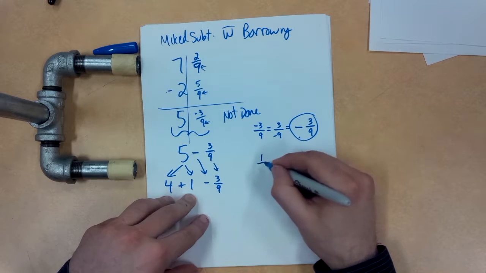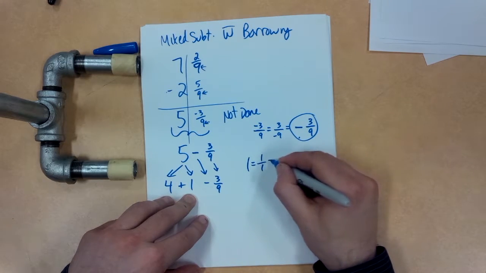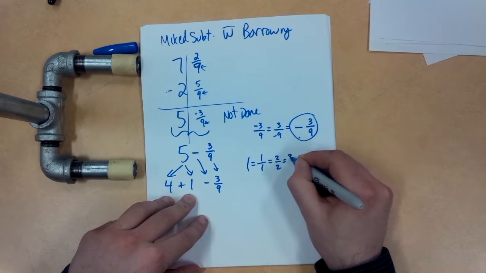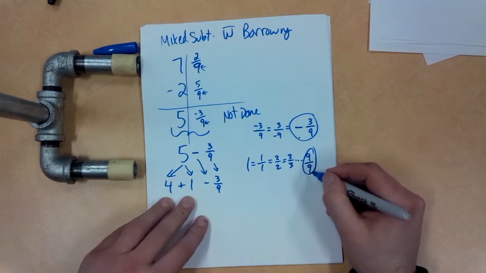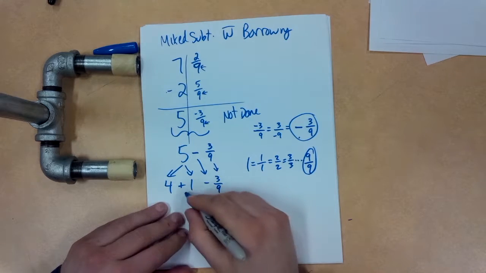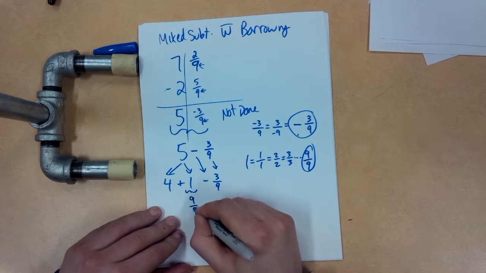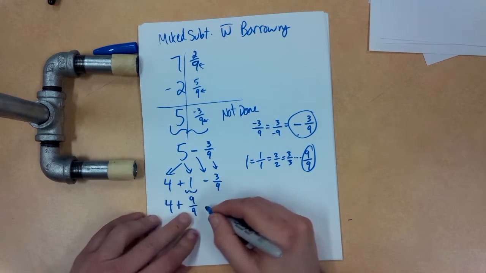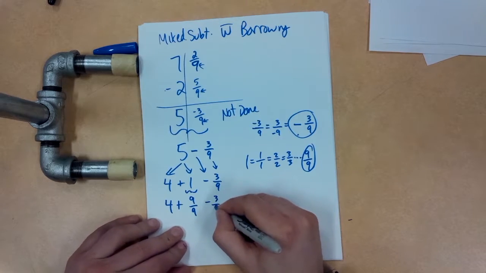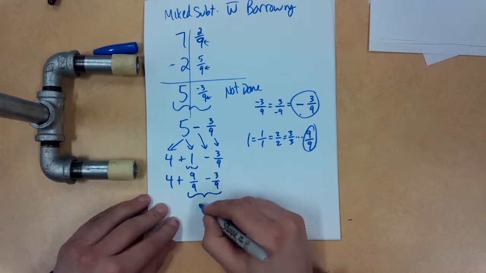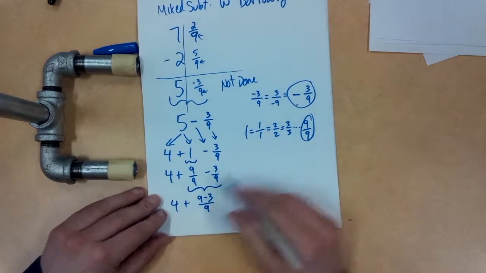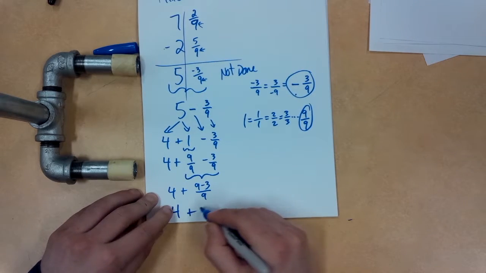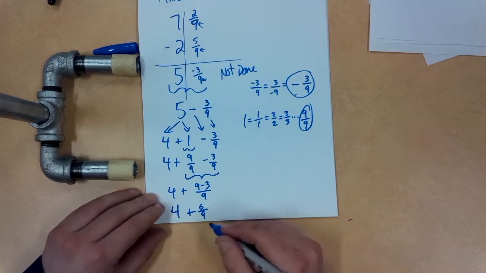Now I'm going to realize that 1 can be written as 1 over 1, 2 over 2, 3 over 3, 9 over 9. And I'm going to use 9 over 9 because this is out of 9. So I'm going to rearrange that. That's 9 over 9. Bring everything down. 4 plus 9 over 9 minus 3 over 9. Then I'm going to group those together. 9 minus 3 over 9. 4 plus that, which is 4 plus 6 ninths.